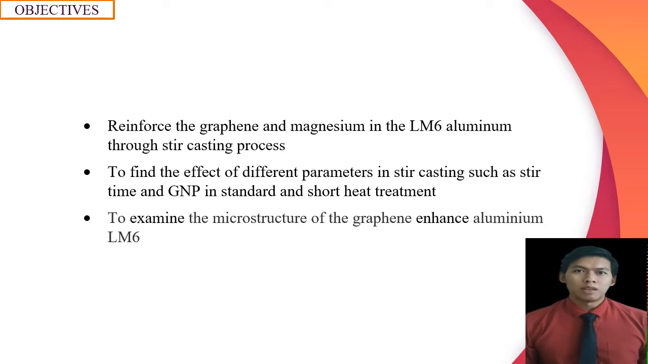There are three objectives in this research. First is to reinforce the graphene and magnesium in the LM6 aluminum through the stir casting process. Second objective is to find the effect of different parameters in stir casting such as stir time and GNP, and lastly heat treatment. The last objective is to examine the microstructure of the graphene enhanced aluminum LM6.